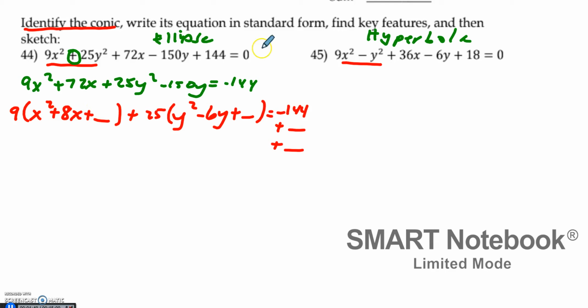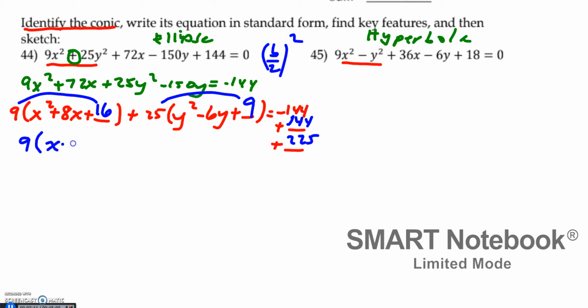So the special number when completing the square is always b over 2 quantity squared, so that would be 16. But the number I'm adding over here is really 9 times 16, which is positive 144. And then b over 2 squared here is 9, but what I'm really adding over here is 225. So if I simplify, we'd have 9 times x plus 4 quantity squared plus 25 times y minus 3 quantity squared equals these three numbers added up. These cancel, so you just have 225 over here.